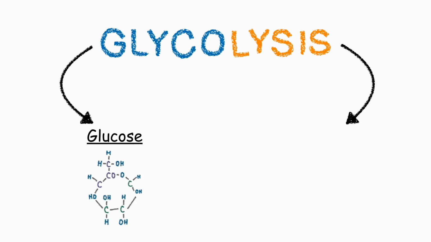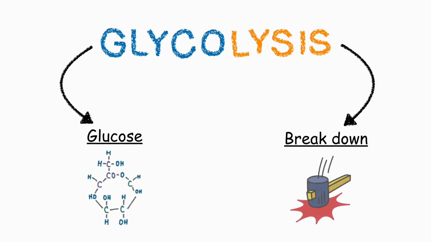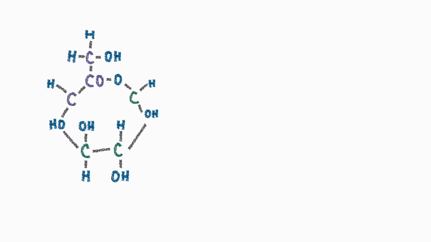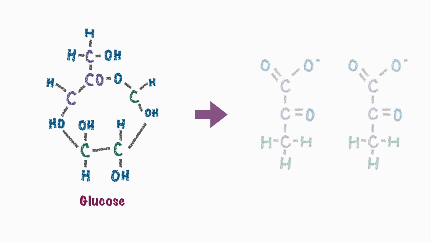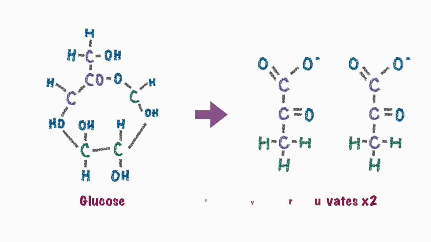The word glycolysis is made up of two words. The word glyco means glucose, and the word lysis means to break down. Glycolysis is a series of reactions that extract energy from glucose by splitting it into two 3-carbon molecules called pyruvates. Glycolysis is an ancient metabolic pathway, meaning that it evolved long ago, and it is found in the great majority of organisms alive today.